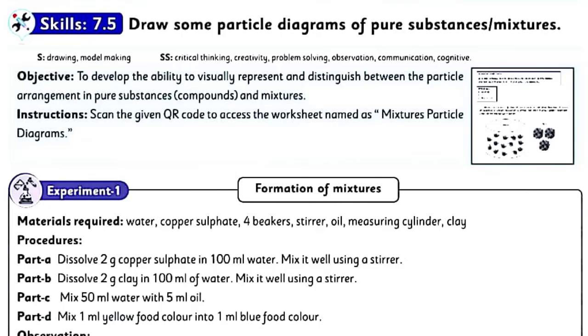Skills 7.5: Draw some particle diagrams of pure substances and mixtures. Skills: Drawing, model making. Sub-skills: Critical thinking, creativity, problem solving, observation, communication, cognitive. Objective: to develop the ability to visually represent and distinguish between the particle arrangement in pure substances and mixtures. Instructions: scan the given QR code to access the worksheet named Mixtures Particle Diagrams.